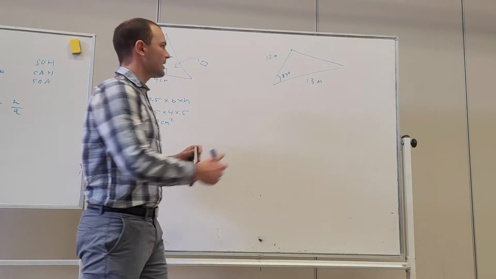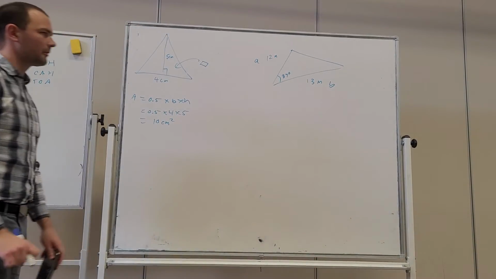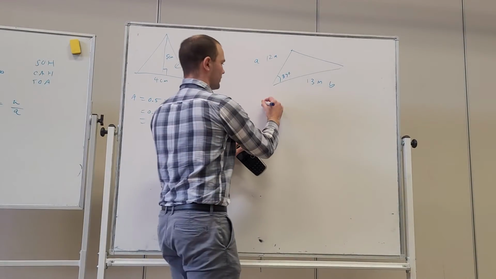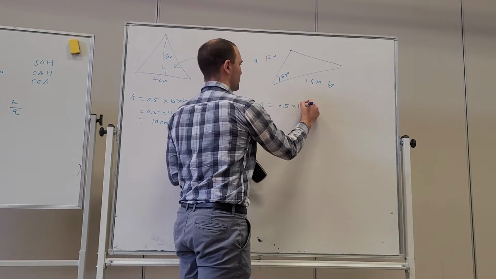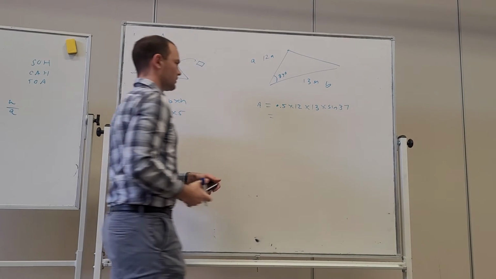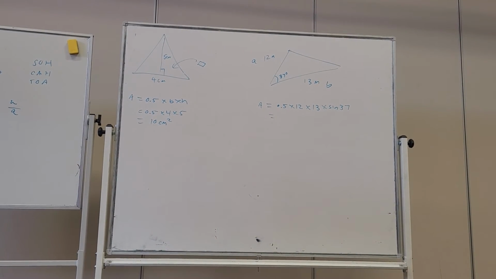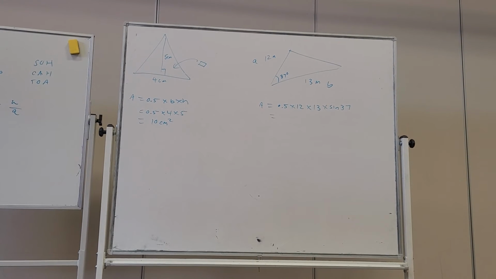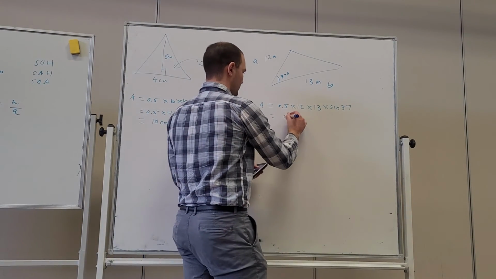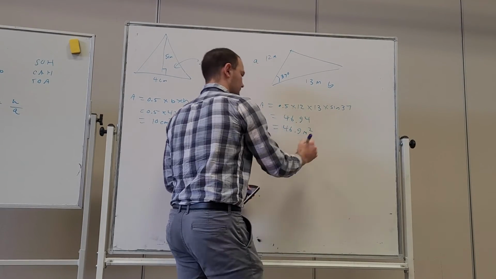Okay. Now here we get into the application of the new stuff. All right. So it doesn't matter what we label A and B, and this is the angle we're trying to find. We're saying find the area of this triangle. Well, the area is going to be 0.5 times 12 times 13 times sine 37. Let's crunch that. We need to make sure our calculator's in degrees. The angle we're given is in degrees. 37. And I've got 46.94, which is 46.9 metres squared.